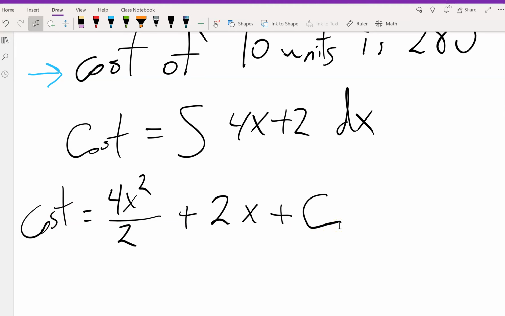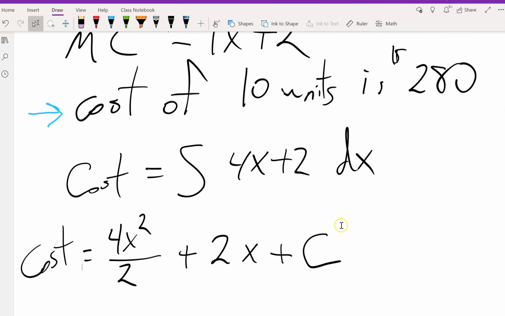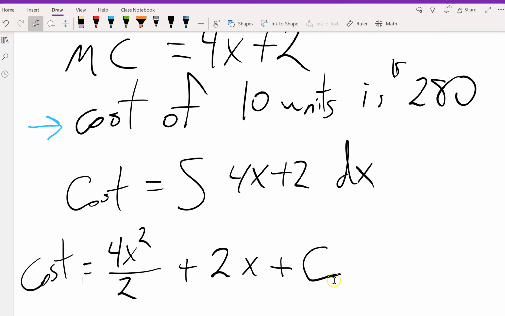Now here's the thing. In the previous question, revenue, we said at 0, the cost would be 0. Sorry, the revenue would be 0. That's not true for cost. If we produce nothing, there's still a cost. It's called the fixed cost. So if they gave me the fixed cost, I could plug it right there, because that's really what this is.